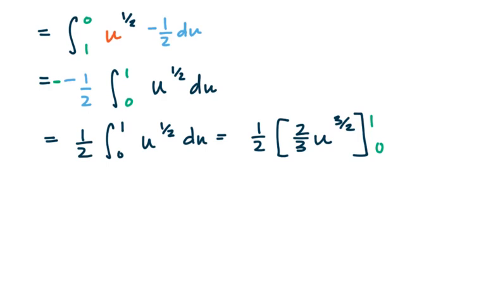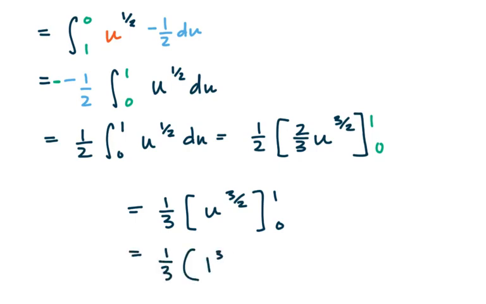So looking at simplifying this, the 1/2 and the 2/3, that's 1/3. I have u to the 3/2 from 1 to 0, which is 1/3, 1 to the 3/2 minus 0 to the 3/2. And my answer here is 1/3. 1/3 is the exact value of this definite integral. Let's do another example.